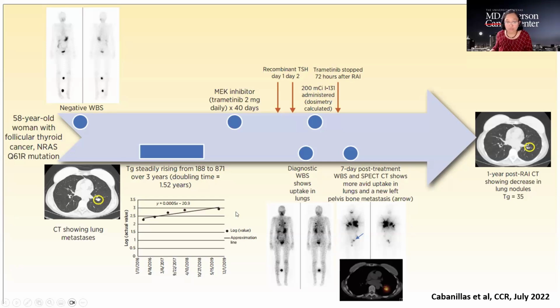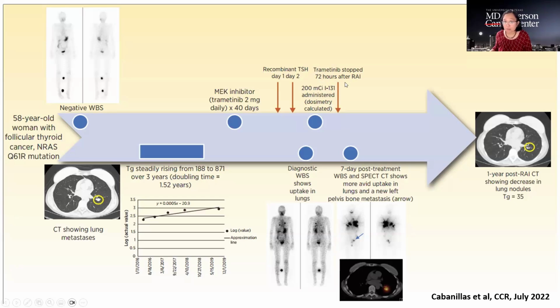So now on the trametinib, you can see that this scan, which was negative, is now showing the lung lesions. So would you treat with radioiodine? Yes, because they are showing uptake. So then this patient was treated with 200 millicuries of radioiodine.